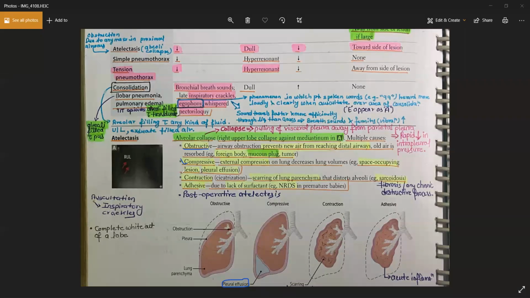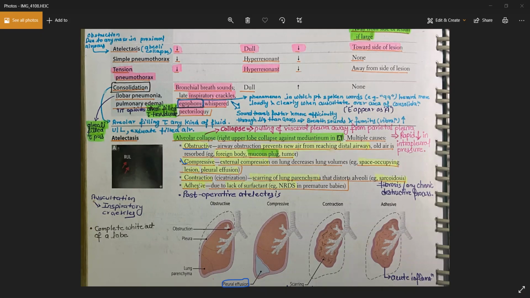Now, the third one is the contraction type, and that happens whenever you get an inflammation. Sorry, scarring after the inflammation. You get an inflammation, and after that, the healing happens with fibrosis, or you get a fibrosis in the lungs somehow. So this will cause a contraction type of atelectasis. So whenever you have a fibrosis in the lungs, think about the contraction type. It can happen in case of sarcoidosis. So any kind of a chronic destructive process, any kind of a fibrosis can cause the contraction type of atelectasis.